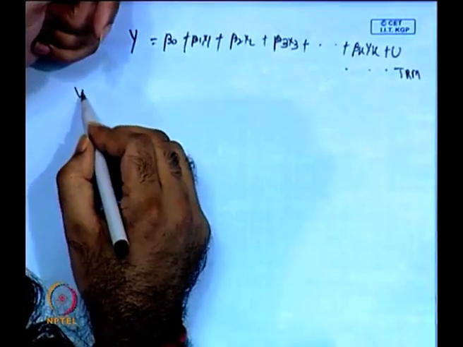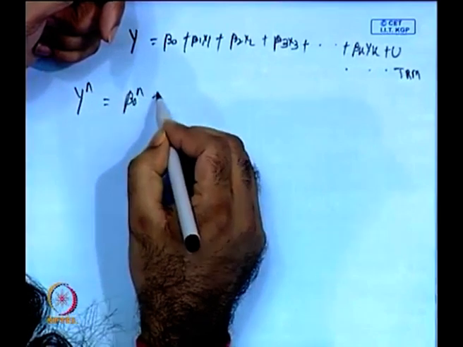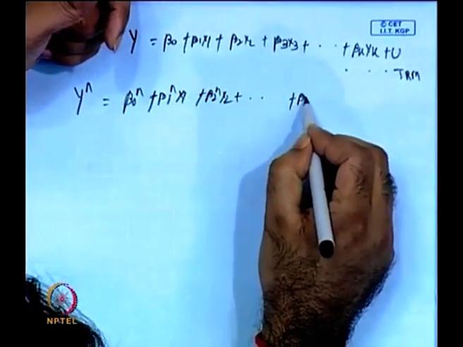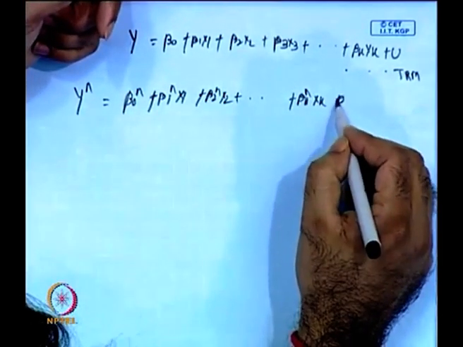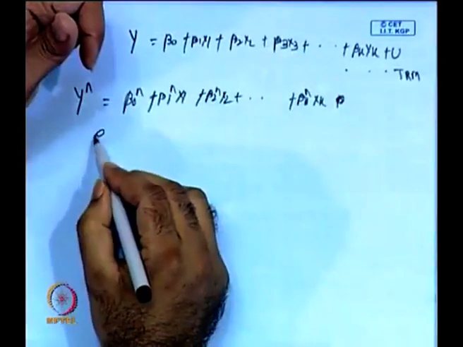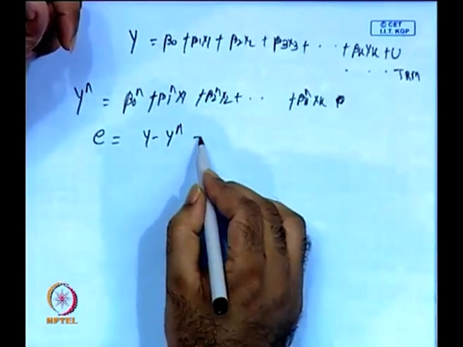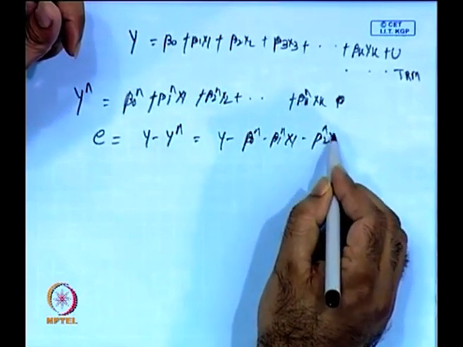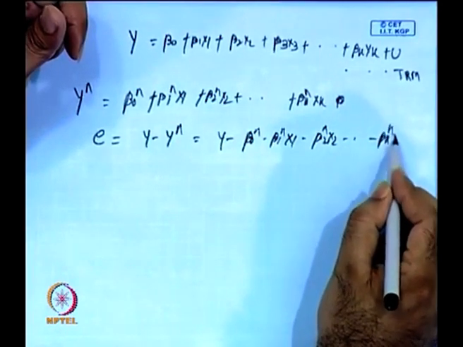So let us assume that the estimated model will be y hat equal to beta 0 hat plus beta 1 hat x 1 plus beta 2 hat x 2 plus beta k hat x k. This is the estimated regression model. So we have an original regression model, then we assume an estimated model, and by taking the difference we get the error component. The error is the difference between y minus y hat, which is y minus beta 0 hat minus beta 1 hat x 1 minus beta 2 hat x 2, minus beta k hat x k.